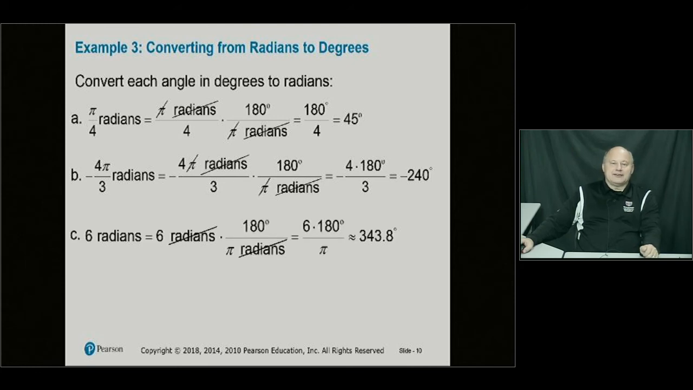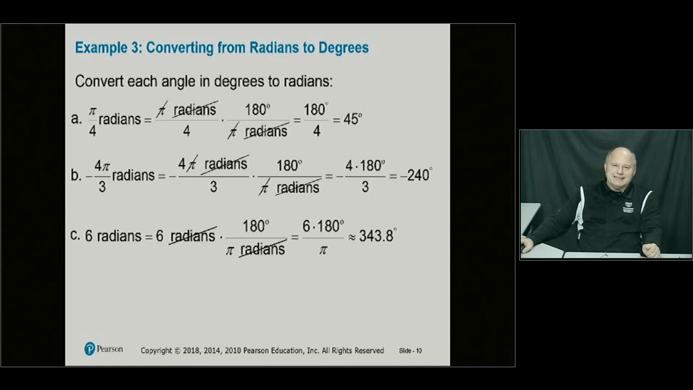Okay? 6 radians is a little different, because with 6 radians, you multiply that by 180 over pi radians. The radians cancel. So 6 times 180 over pi. The pi didn't cancel this time, did it? So you get 6 times 180, which is 1,080 degrees, divided by pi. Since the pi's don't cancel, you're going to get a decimal. So you have to get your calculator out and divide 1,080, which is what 6 times 180 is, by pi. You're going to end up with 343.8 degrees approximately.